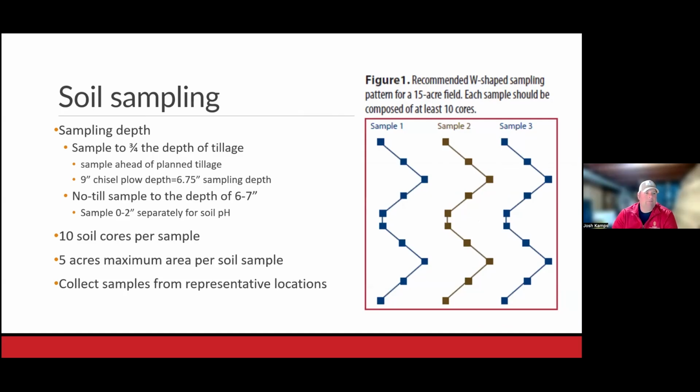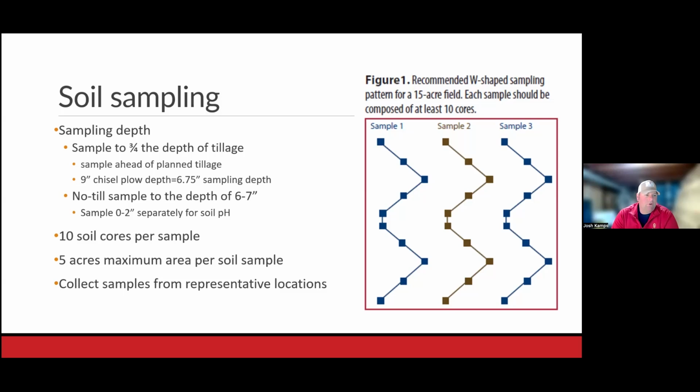All right, so we want to sample to 3/4 the depth of tillage. So if we're planting like a 9-inch chisel plow depth, that'd be like 6 3/4 inches as your sampling depth. No-till, kind of that 6 to 7 inches is the recommended depth. Okay, so get yourself calibrated, know where that depth is on your soil probe, so that we're sampling to the right depth.